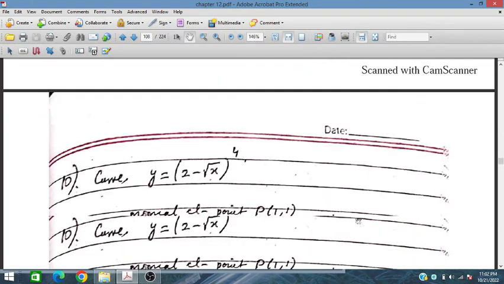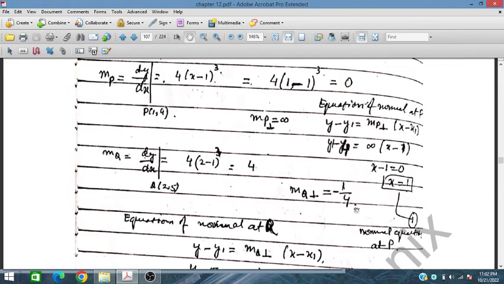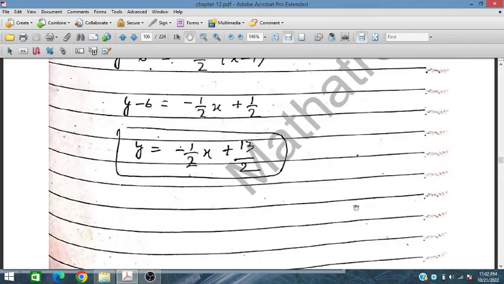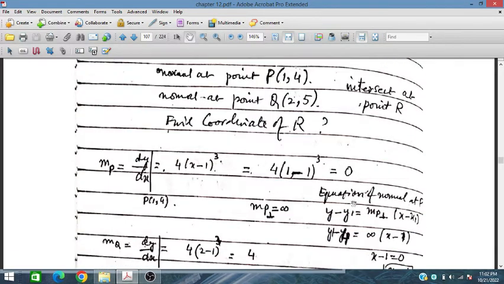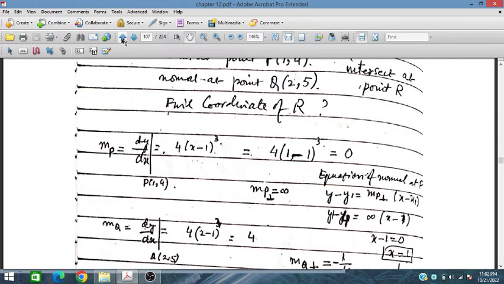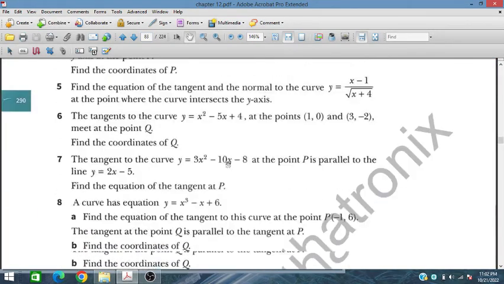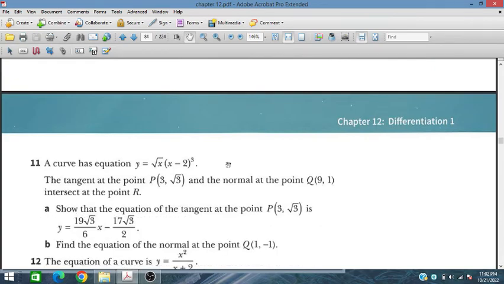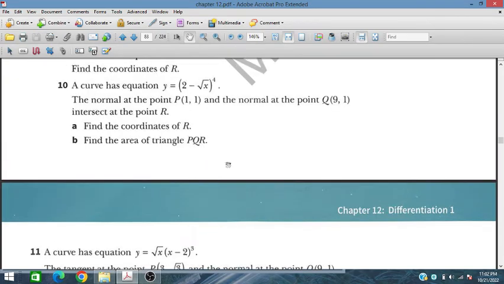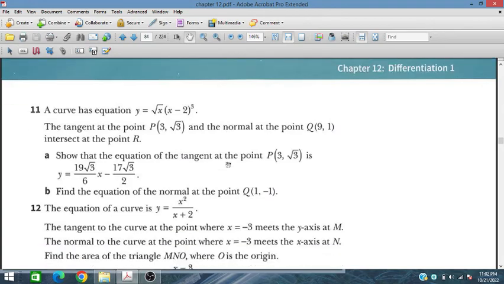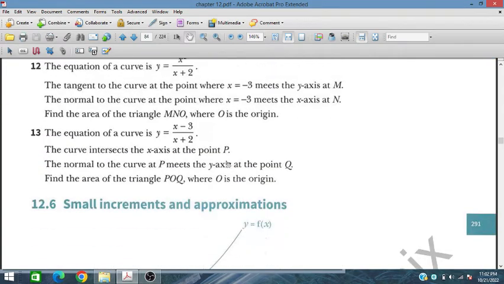We can understand this is a difficult problem. Let's solve problem number 12 or 13. 12, I think 12 is enough.